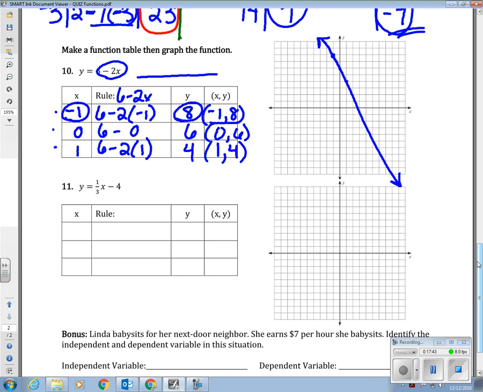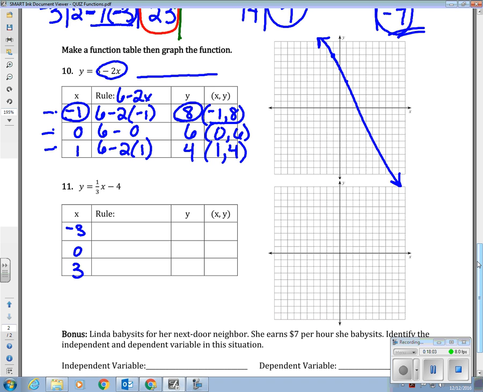Number 11, this time I have a fraction. Remember, instead of using -1, 0, and 1, I want to be fraction friendly. So I need to look at that denominator there. That denominator says 3. So I'm going to use -3, 0, and 3. That's going to make my life a whole lot easier.